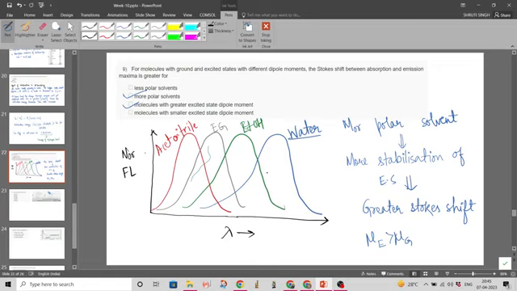So here water is a more polar solvent, so it can stabilize the excited state more as compared to the ground state, and the emission is more redshifted. The more the stabilization, the lesser is the energy gap between the ground state and the excited state, and the lesser the energy gap, the more is the Stokes shift. So that's how we answer this ninth question.